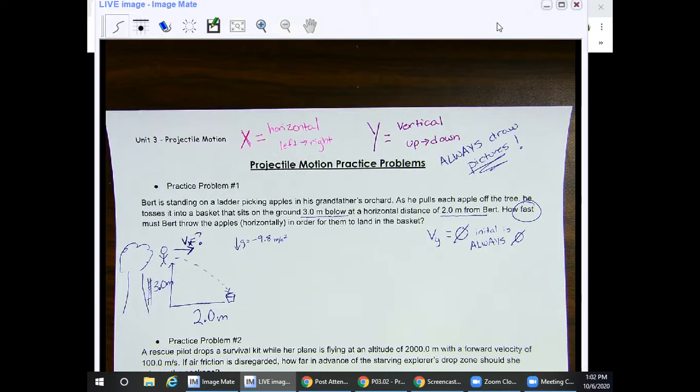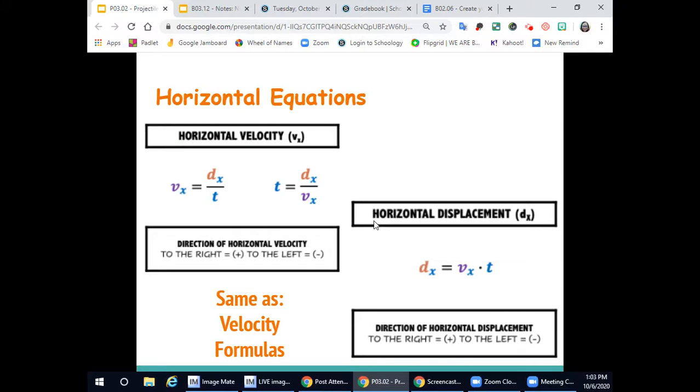So we're just solving for Vx. Now let's go back to our formulas. So we're solving for Vx. Which of these formulas is going to help us solve for Vx? The horizontal velocity one, the one that says Vx. Vx equals dx over t. Right off the bat, there is a problem with this formula. Does anyone know what we're missing?